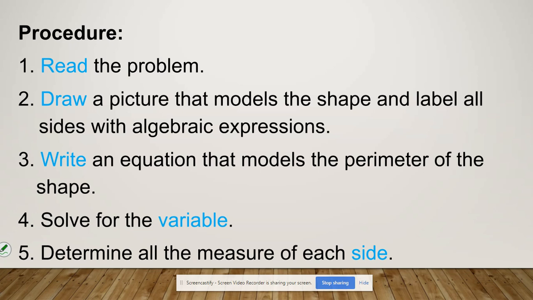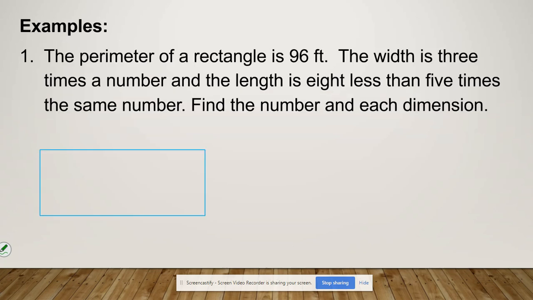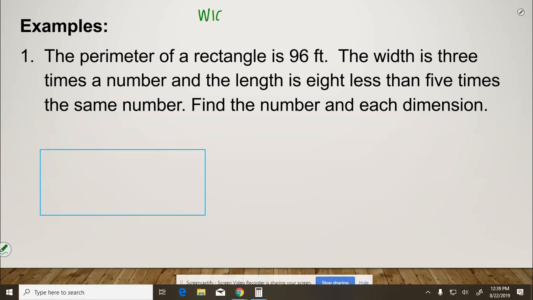All right, let's take a look at a more basic example. So in number 1, we have the perimeter of a rectangle is 96 feet. The width is 3 times a number, and the length is 8 less than 5 times the same number. Find the number and each dimension. So when we're doing these types of problems, it's important that you think of the width as being the shorter side and the length as being the longer side.